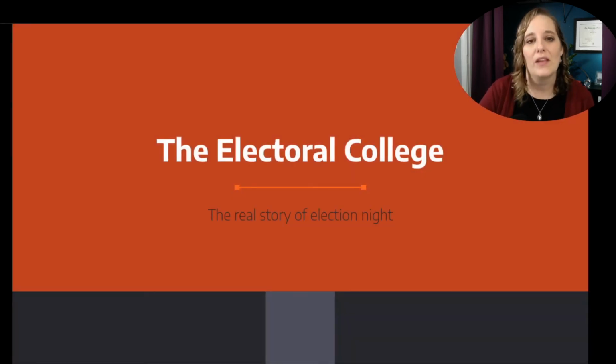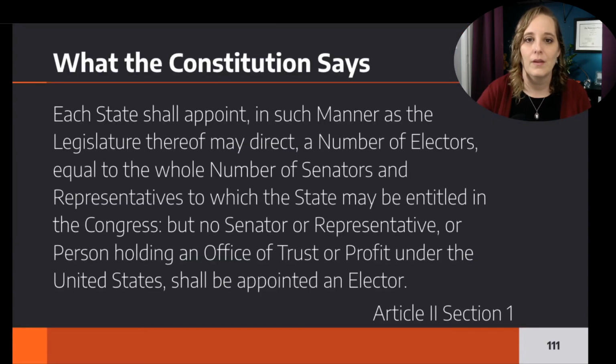Let's move on and talk about the Electoral College a little bit, because while voters and the popular vote matters, the really important part of the presidential election is the Electoral College. The Electoral College is created by the Constitution, and it says that each state shall appoint in such manner as the legislature thereof may direct a number of electors. Each state gets the same number of electors as they have members of Congress, and the state legislature within each state gets to decide how those electors are chosen.